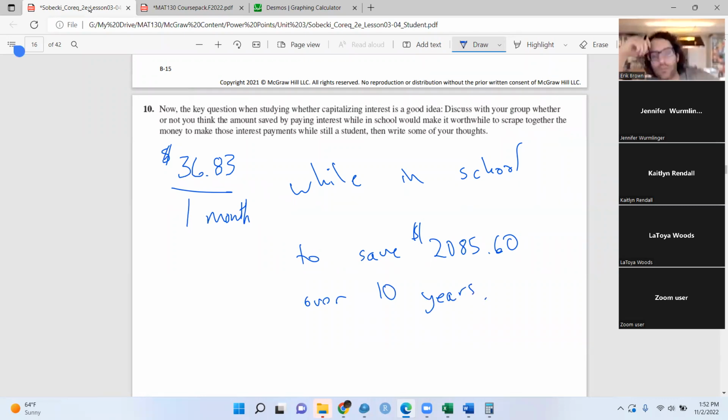There's no right or wrong answer, in my opinion. Most people tend to say, oh yeah, I would rather have $2,000 in my bank account, so I would rather pay this. But then there's also the reality that if you don't have $36.83 in your budget, if you can't afford to make this payment while in school and still feed yourself and your family and drive to work and pay for textbooks and all the rest, then you can't do it.